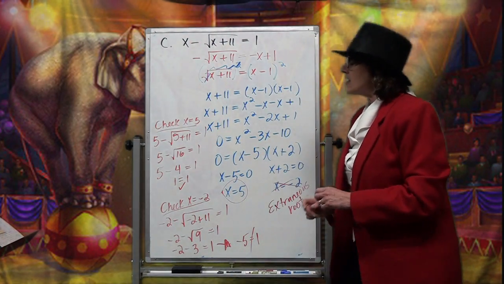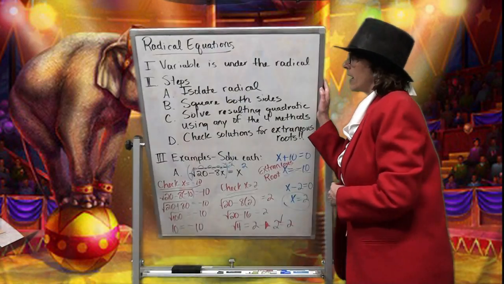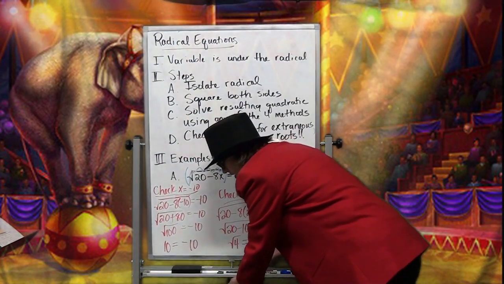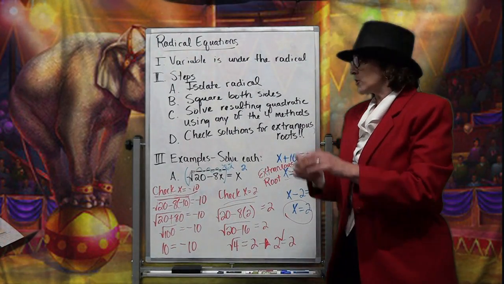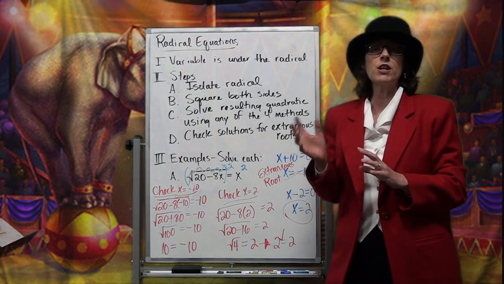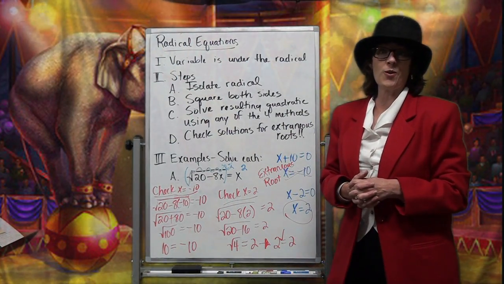So this is how you solve radical equations. Now notice that in all these examples, I only have one radical in the equation. It is possible to have two radicals in there, and then there's certain steps that you'll take with that. But this video is simply limited to having one radical in your radical equation.